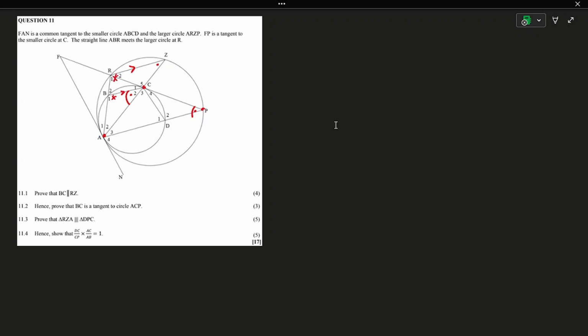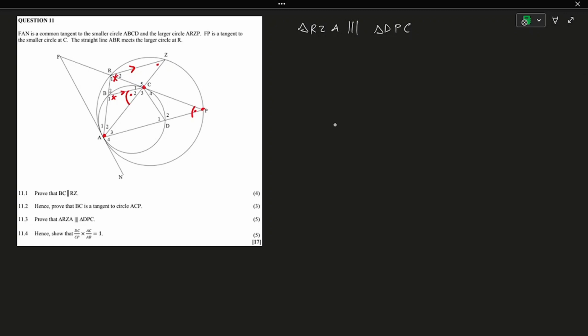So here's what the trick is. The trick is you first outline what triangles you are asked to prove for. So in this case, we are asked to prove that triangle RZA is similar to triangle DPC. Right. So what do I mean by outlining them?